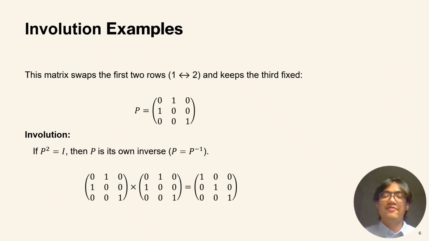Let's look at a specific example relevant to our problem, a 3 by 3 matrix. This matrix shown here swaps the first two rows while keeping the third fixed. This brings us to the concept of involution. An involution is a matrix that is its own inverse. If you square this matrix, meaning P squared, you get the identity matrix I. Mathematically, applying the swap twice returns everything to the start.